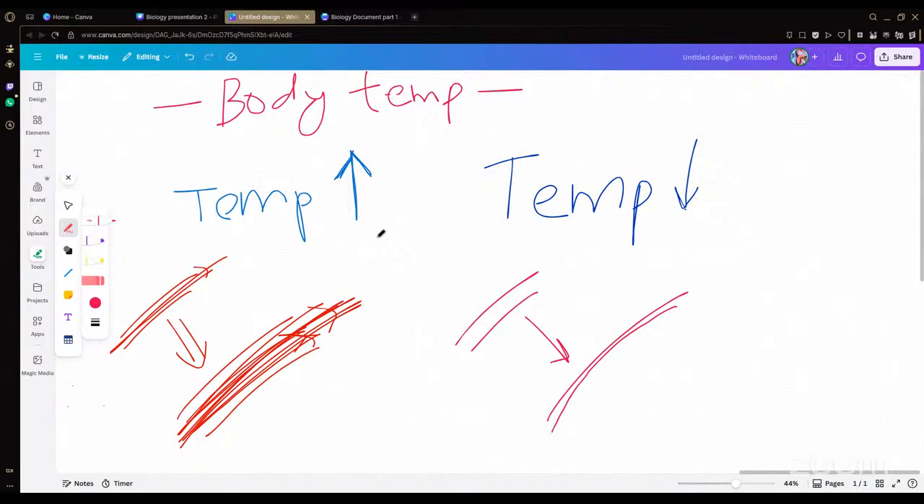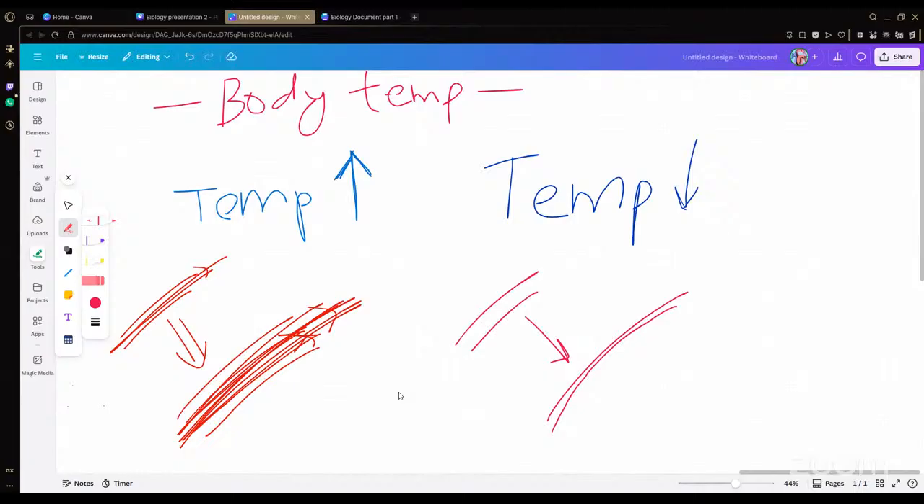Okay, mostly the hair on your hands and the hair on your legs would become erect and try to trap air particles around in order to prevent the heat from going outside. So hair becomes erect, and then the blood vessels are going to be constricted, as well as sweat is going to be reduced. You're not going to get much sweat.